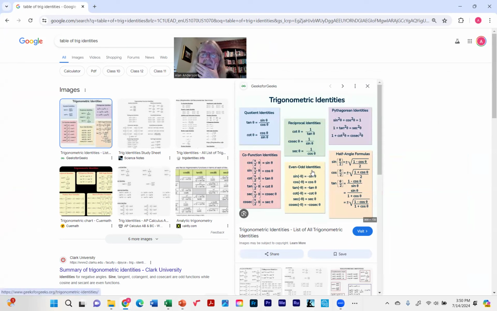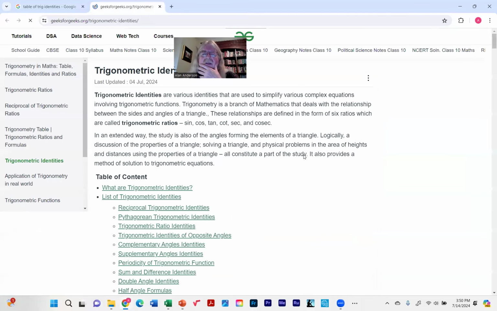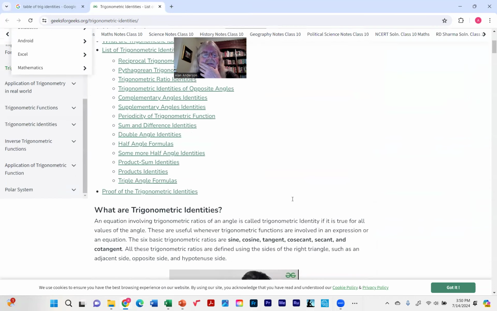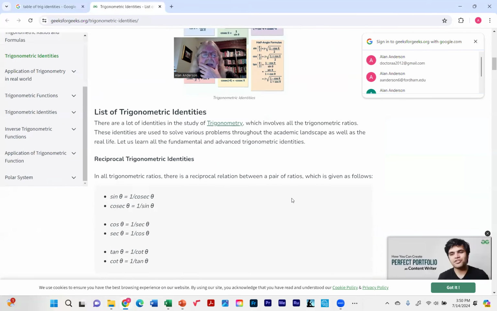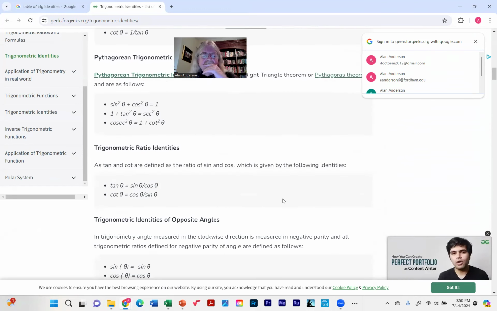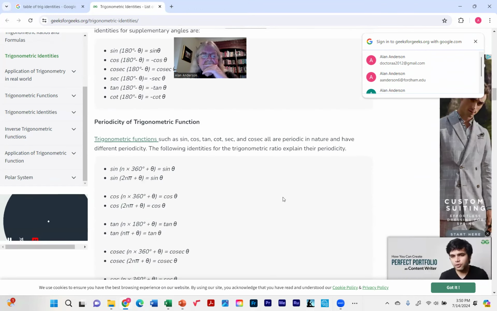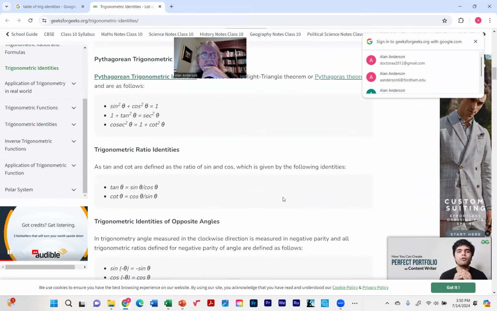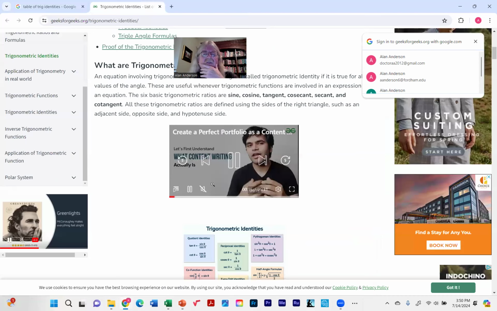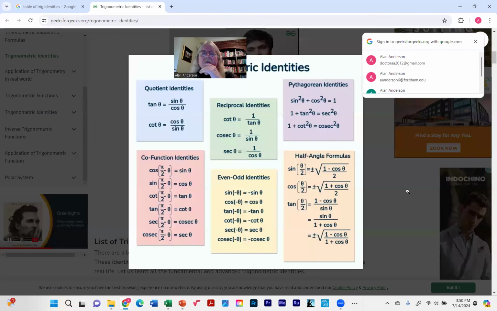Ooh, this one's nice. Look at that. Geeks for Geeks. How do you like that? That's a pretty comprehensive list. And what I love about it is they're going to go ahead and prove them all to you. Be amazing. But yes, if you had a copy of this chart with you, you'd be in pretty good shape. So let's leave that there for the time being.